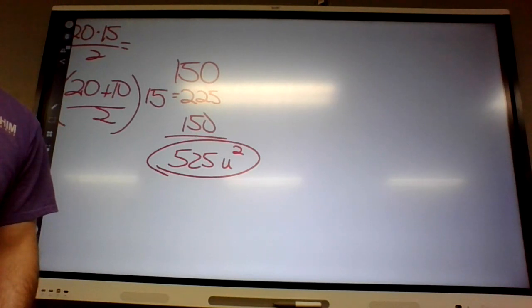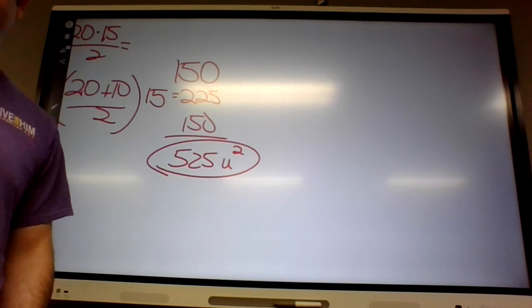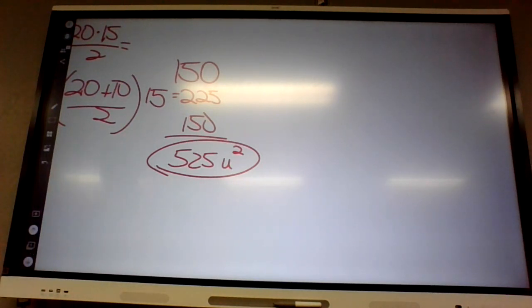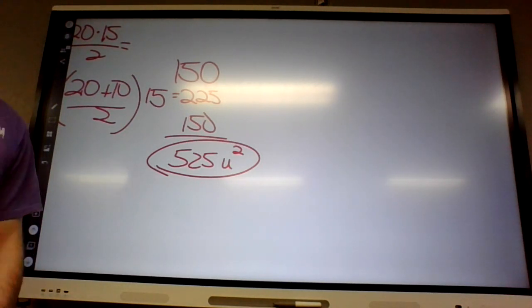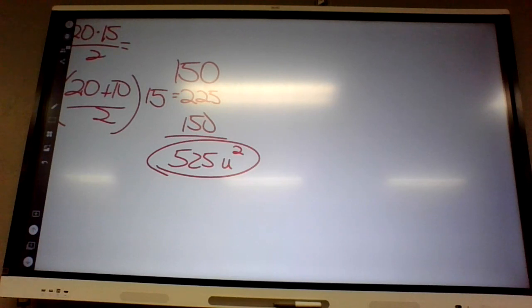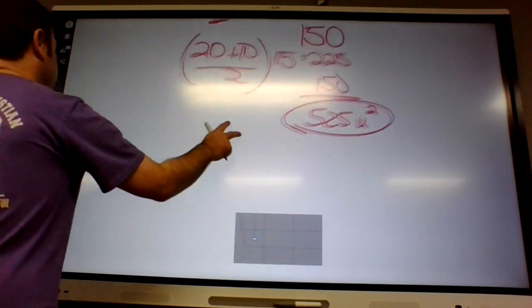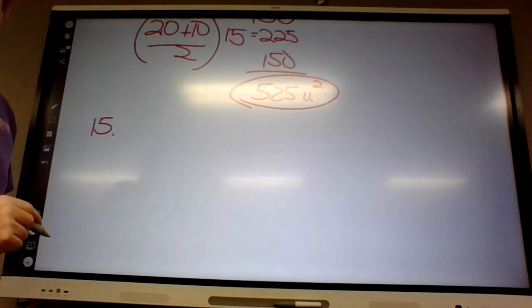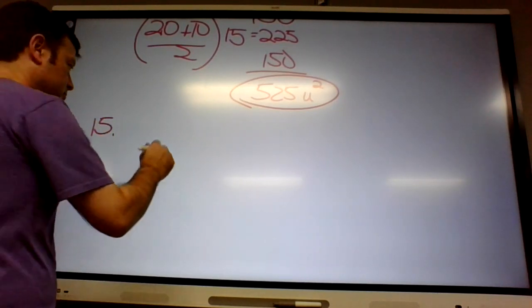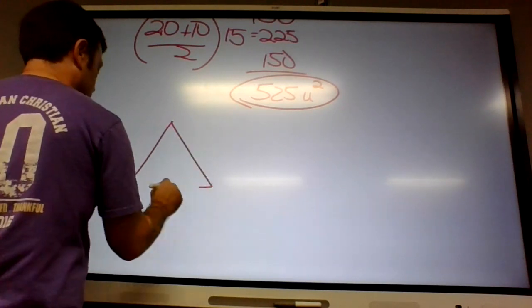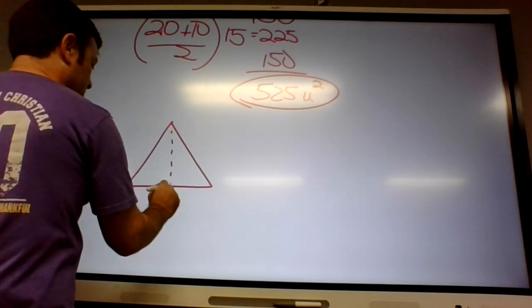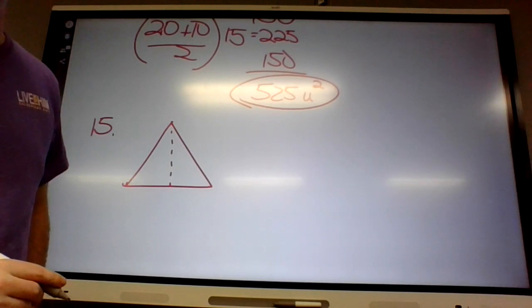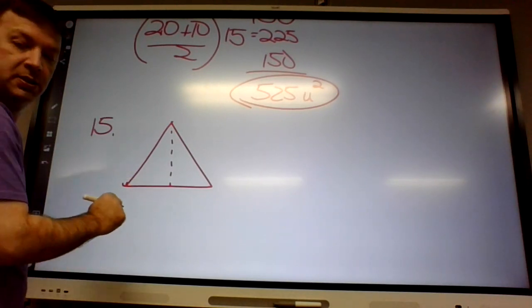Number 15. Find the missing length in each figure with the given area. Okay, so on 15 they're giving us the area. We have to work backwards to find the missing letter, which is the height. Okay, I probably better draw this.